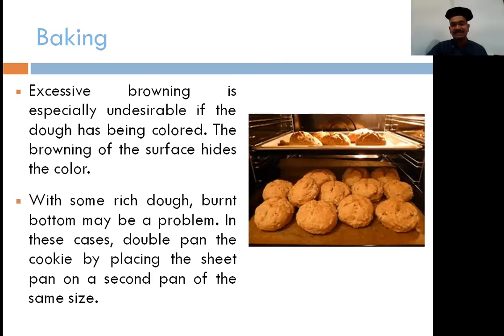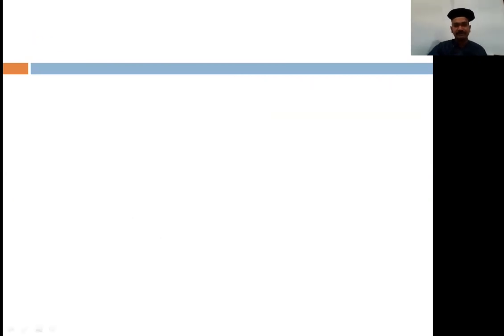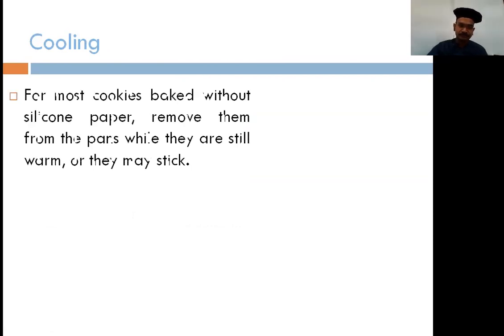So in these cases, double pan the cookie by placing the sheet pan on a second pan. The first pan needs to be upside down in the oven, and on that upside down tray, you put your cookie tray for baking. So it is not directly in contact with the bottom heat. Okay, that is really important whenever we have to bake any cookie.